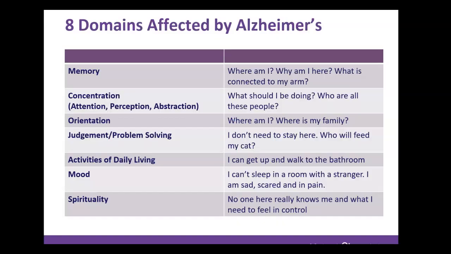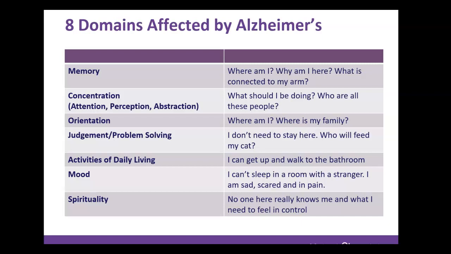And this slide really talks about those 8 domains affected by Alzheimer's. Those 8 domains are memory, concentration, orientation, judgment and problem solving, activities of daily living, mood, and spirituality. In terms of memory, clients or patients oftentimes don't know where they are, where they're located. Or if you take them, for example, to a doctor's appointment, they won't know where they are or why they're at a doctor's office. Or in a hospital setting, they won't know what it is that's attached to their arm.